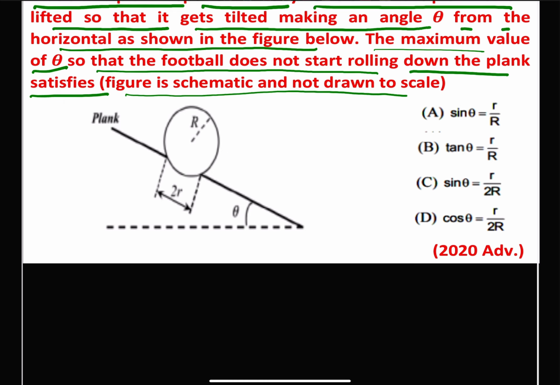Basic figure is given to us. So we have a plank which is having a small slot over which this ball is resting, and the length of this slot is given as 2r, and we have to find out the maximum value of theta so that the ball does not start rolling.